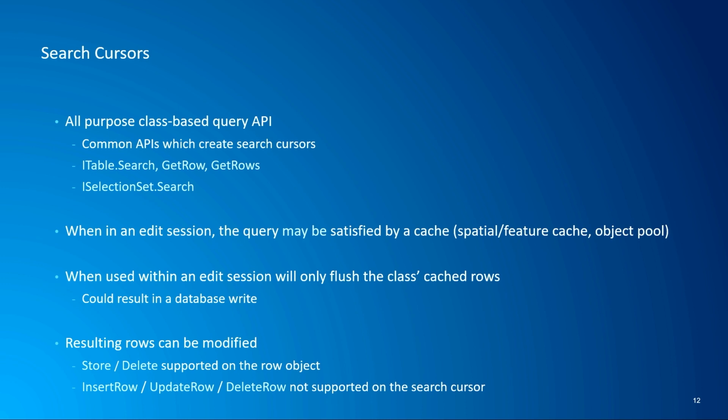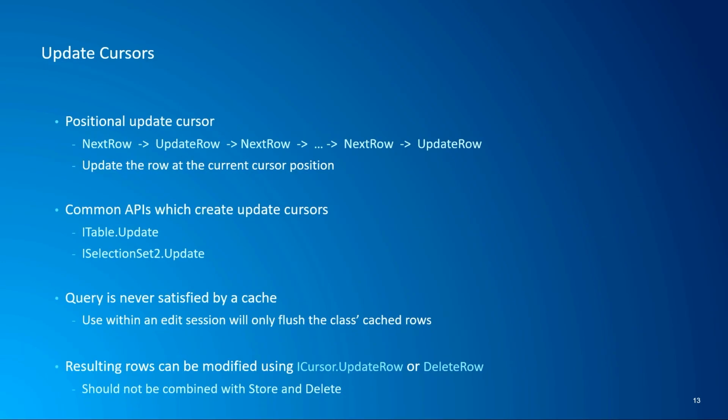One thing that can happen is when you are using it within an edit session, you can essentially flush the cached rows when updates are done. You can have database writes occur. So let's see. If you're going to modify the row object, you can call store or delete on it. If you're using cursors other than a search cursor, you would be able to do insert row, update row, or delete row. Let's go through some different examples.